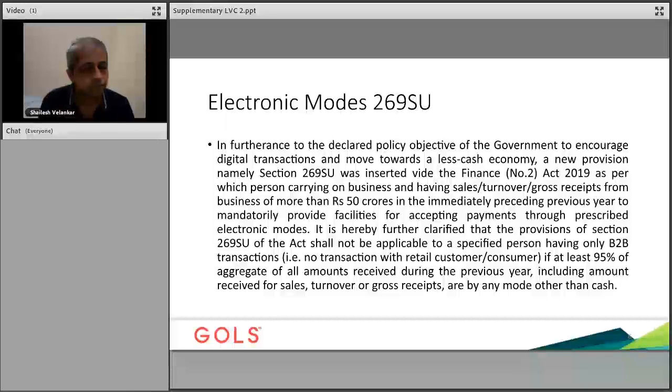Clear to you? Because there can be a question, let us say, how they will frame a 1-mark question on this, that there is this company XYZ Limited. It is having a turnover of let us say 49 crores. All transactions are B2B transactions. Is section 269SU applicable? What is the answer?